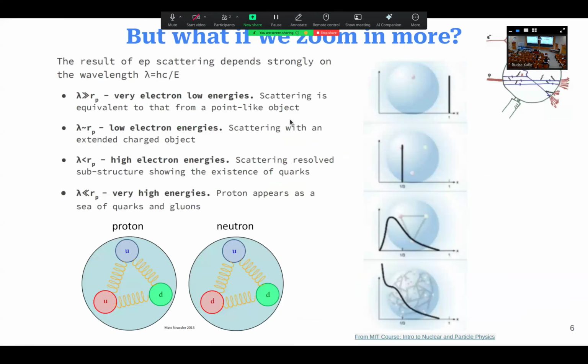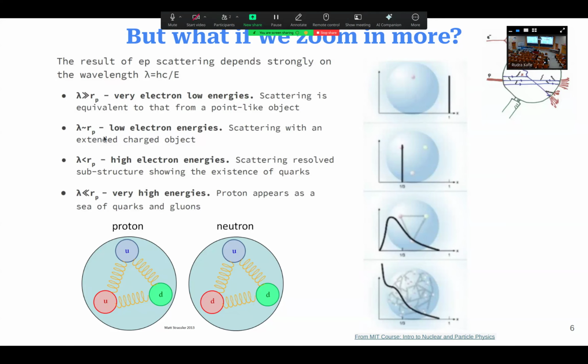So what if we zoom in more? That zooming in depends on how much energy we supply to the probe. The energy is related to this quantity lambda. Lambda is the wavelength. So if there is high energy, it means the wavelength is short. Meaning if you hit some target with low energy scattering particles, then it can only resolve the atom like a point-like object, right?